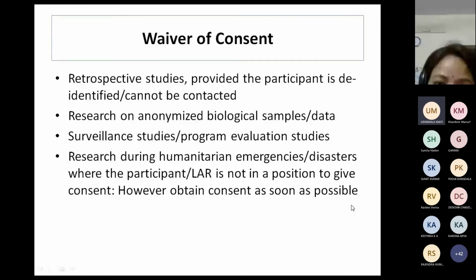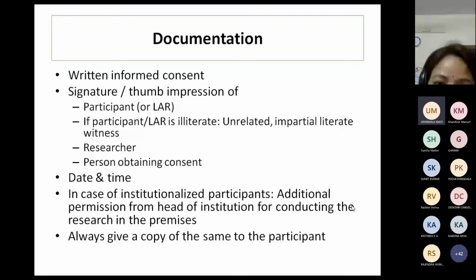Next is, how do you document your consent? It is, as I have told you, a written informed consent, okay? So you have to take the signature or the thumb impression of the participant. If the participant or the LAR is illiterate, then you have to, as I've stated, have an unrelated impartial literate witness. The researcher should sign on the consent form and the person obtaining the consent. You have to have the signatures of all these people with the date and time.